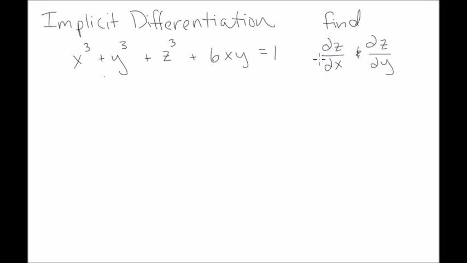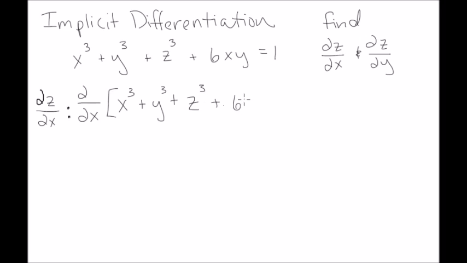I've told you that z is a function of x and y, and I'm going to take the partial derivative of z with respect to x and with respect to y. Notice that in this definition, x and y are not related to one another. So as I look for the derivative of z with respect to x, what I'm going to do is implicitly take the derivative with respect to x of this entire expression.